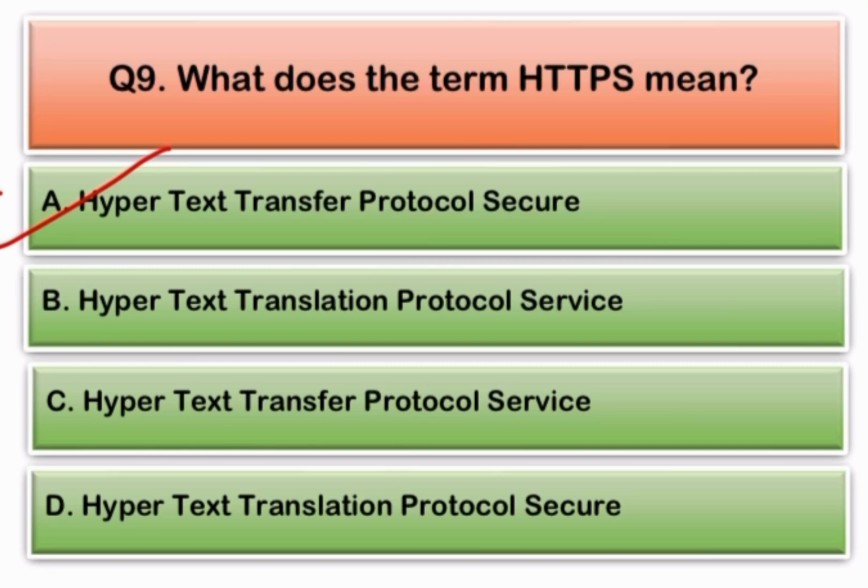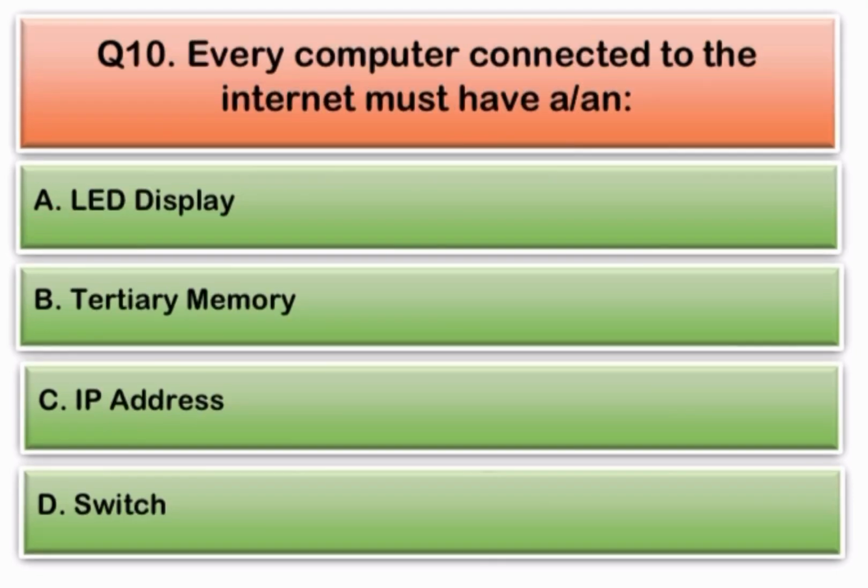Hypertext Transfer Protocol Secure is used widely on the internet these days, especially if you are visiting a banking site or some site where transactions are to be done. In that case, they use HTTPS, and S stands for secure. HTTP is Hypertext Transfer Protocol. So option A is correct in this case. Question number 10.